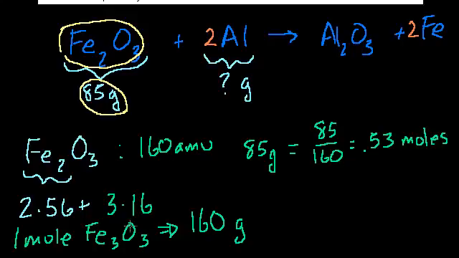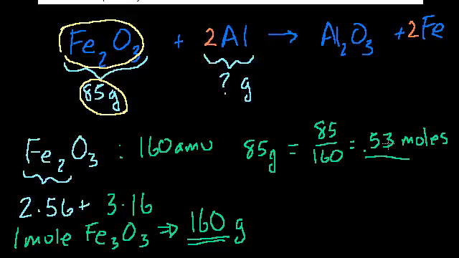So everything we've done so far in this green and light blue, we figured out how many moles 85 grams of iron 3 oxide is. And we figured out it's 0.53 moles, because a full mole would have been 160 grams, but we only have 85. So it's 0.53 moles. And we know from this balanced equation that for every mole of iron 3 oxide we need to have 2 moles of aluminum.